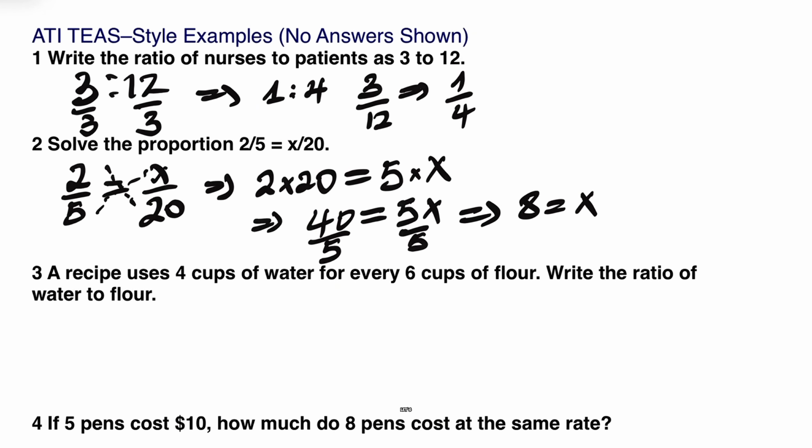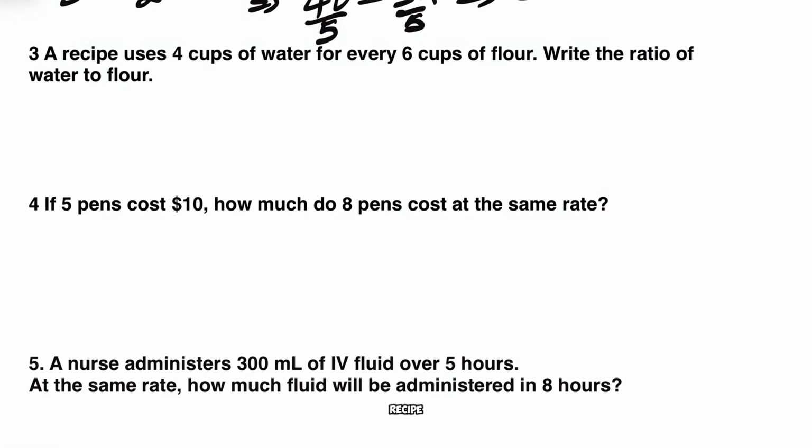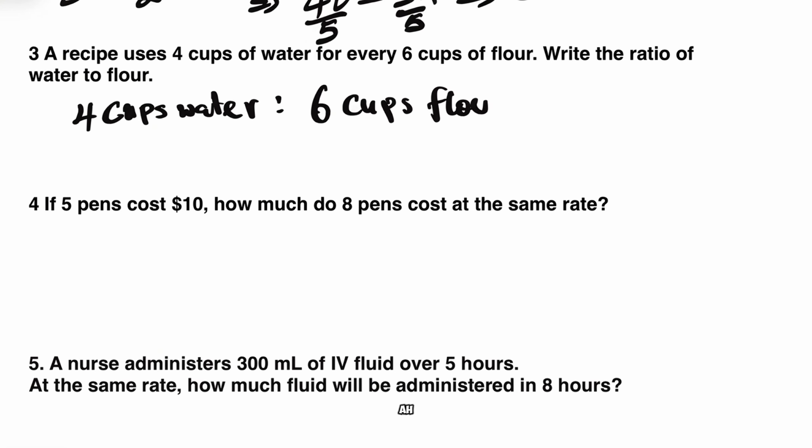Now, let's go ahead and look at question 3. A recipe uses 4 cups of water for every 6 cups of flour. Write the ratio of water to flour. So, they say 4 cups of water is to what? 6 cups flour. So therefore, you see that 2 is the greatest common factor here. So we divide this by 2 and this by 2.